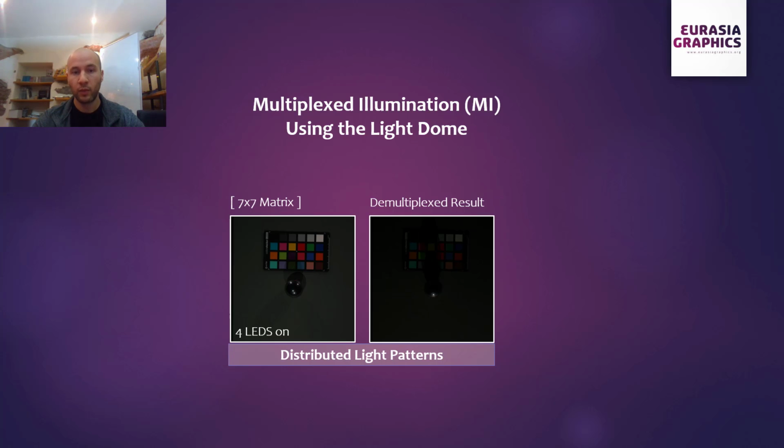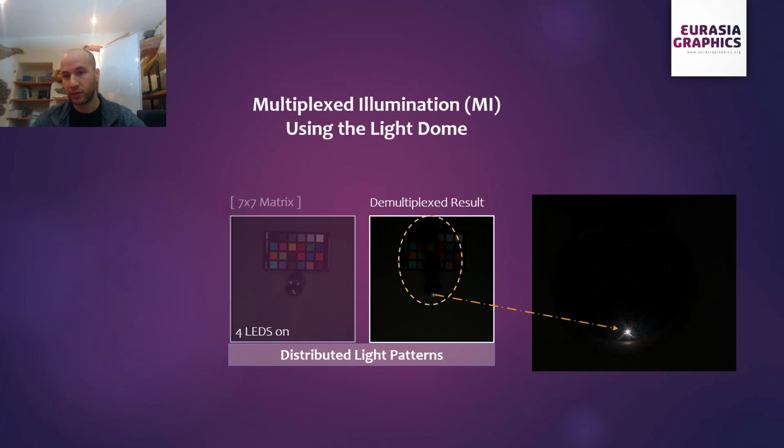For this reason, we wanted to distribute our light sources inside the hemisphere, inside the dome, this time using 7 light sources turned on at the same time. As we can see in the resulting demultiplexed image, we already have details in the shadowed part, which would normally be all black, and the highlights are preserved well. But this is due to the distribution of the light sources.